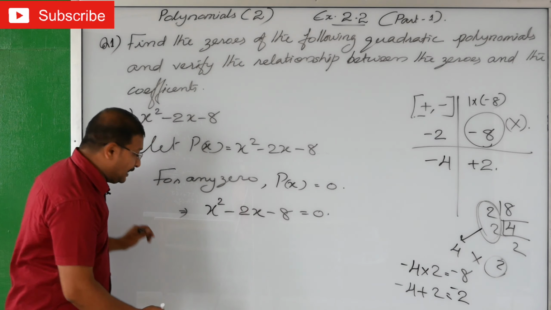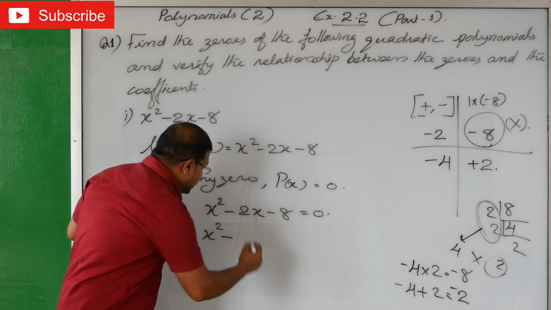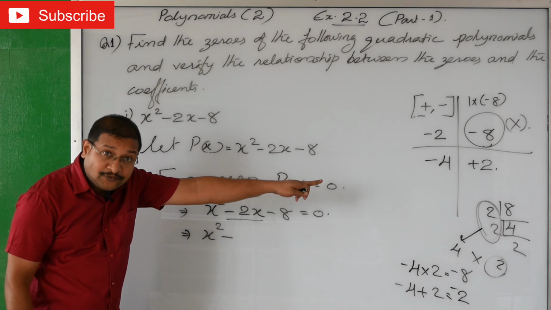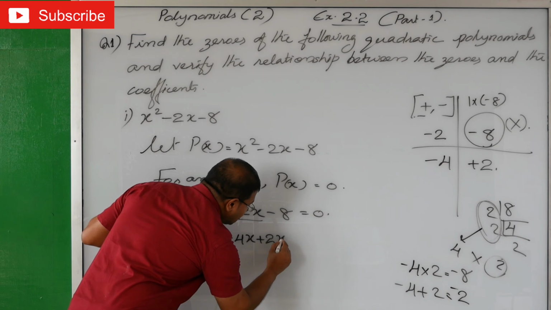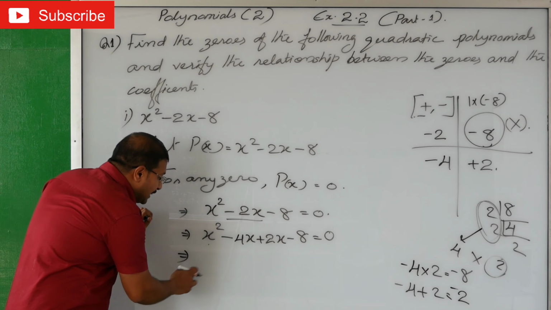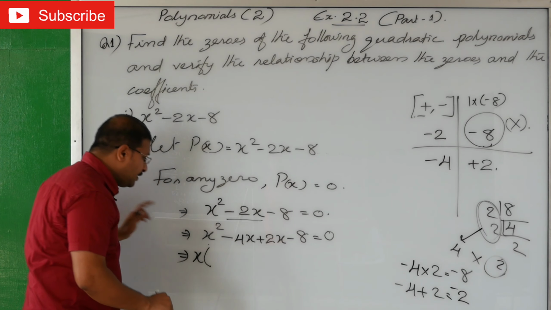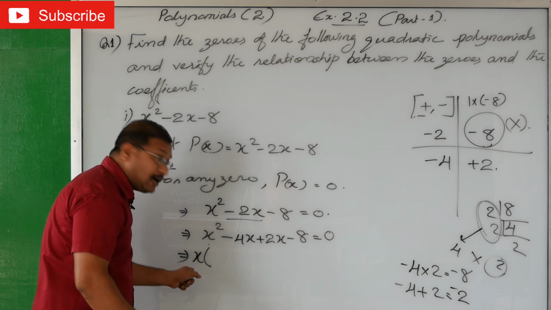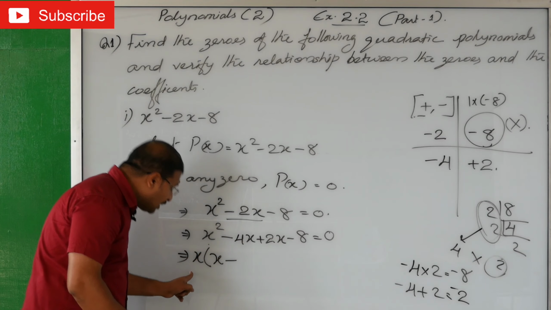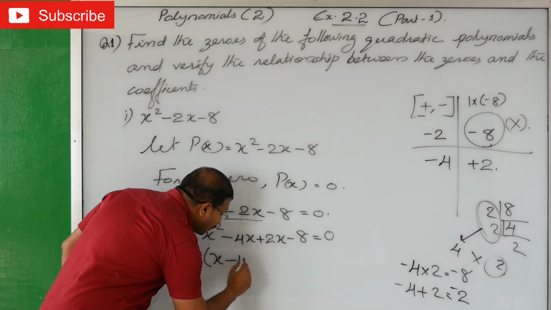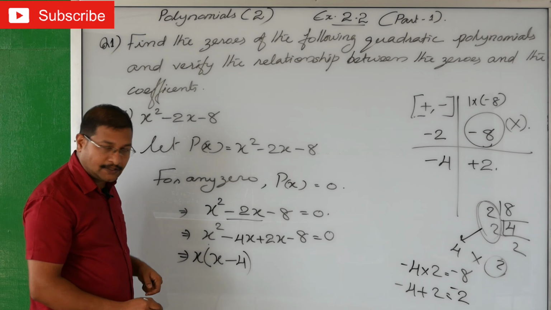Ready? Now what will you do? This implies x square minus, we'll change this minus 2x into minus 4x plus 2x. That means x square minus 4x plus 2x minus 8 equals 0. From these two terms we are going to take x common. X square means x times x, and the balance is x; from minus 4x we took x outside, and the balance is minus 4.